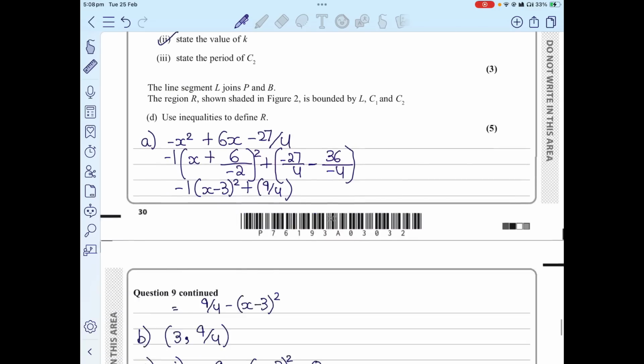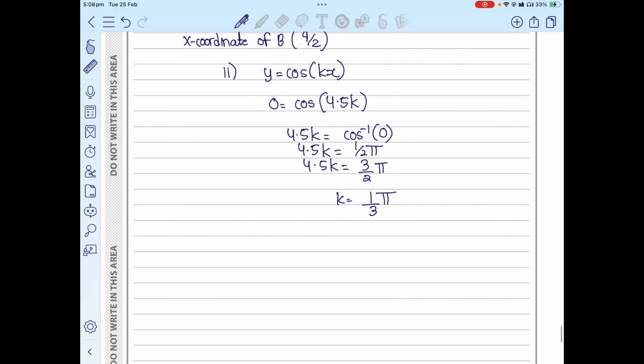4.5 pi. Or 4.5, that's it. The first value of half pi is for point A. We're going to add, that is 90 degrees. 360 minus 90 is 270. So therefore, you could get 3 by 2 pi because then you can convert 270 degrees. And if I find the value of k, it's going to be 1/3 pi.